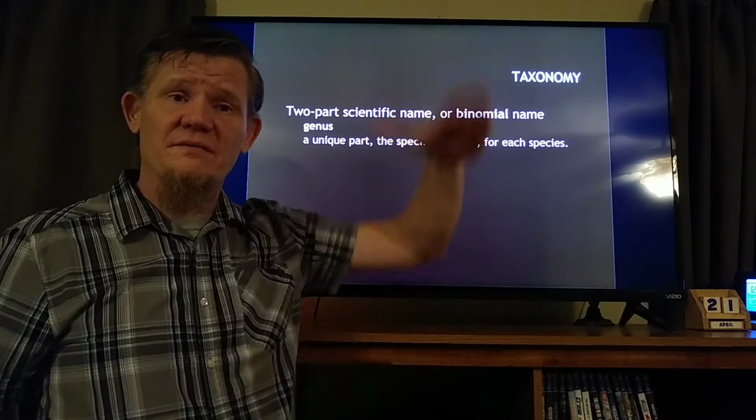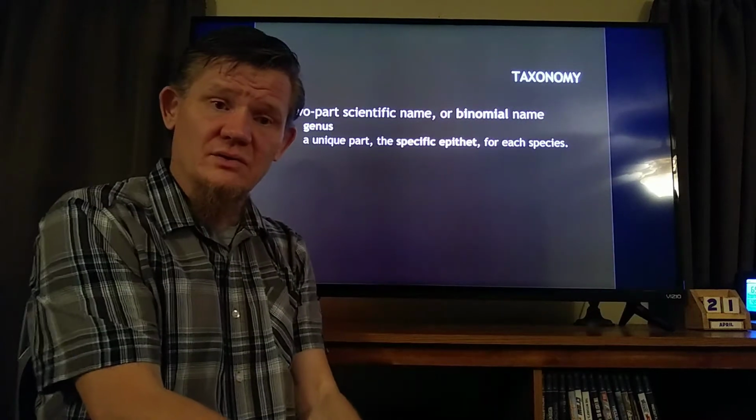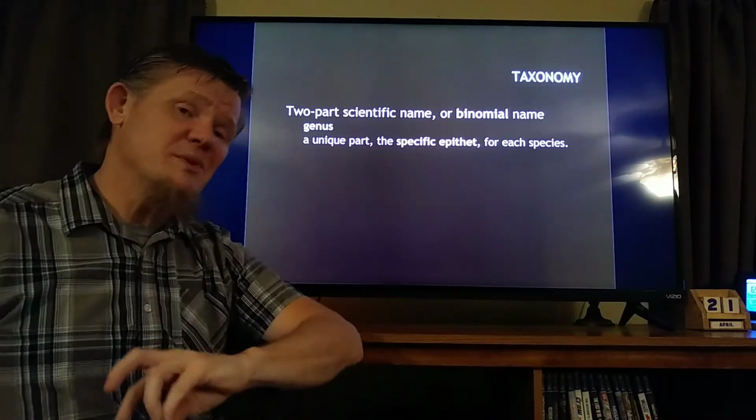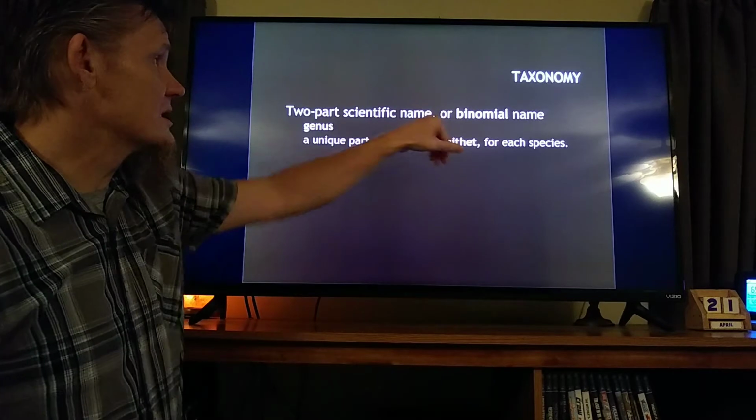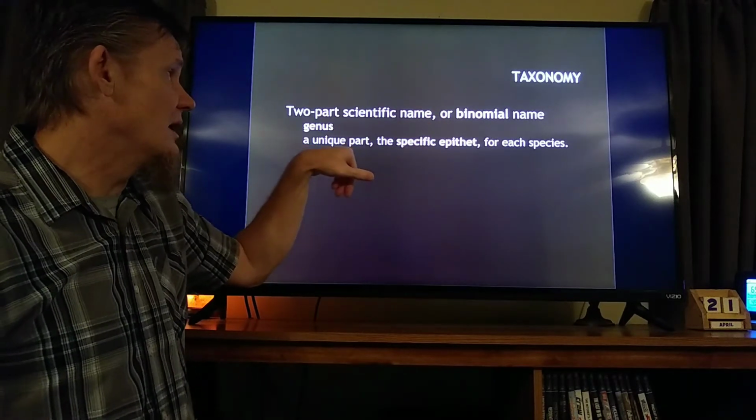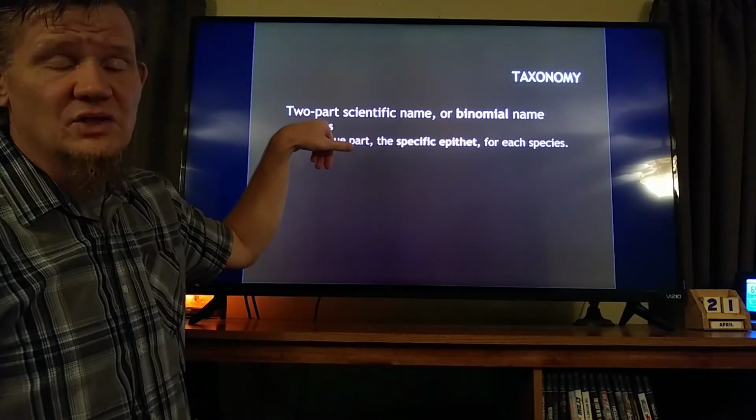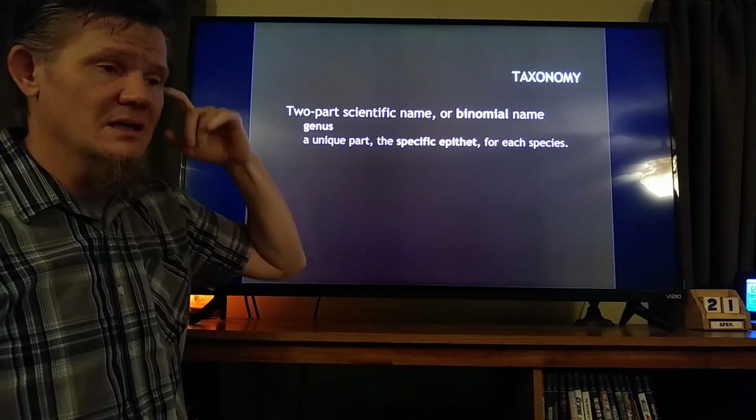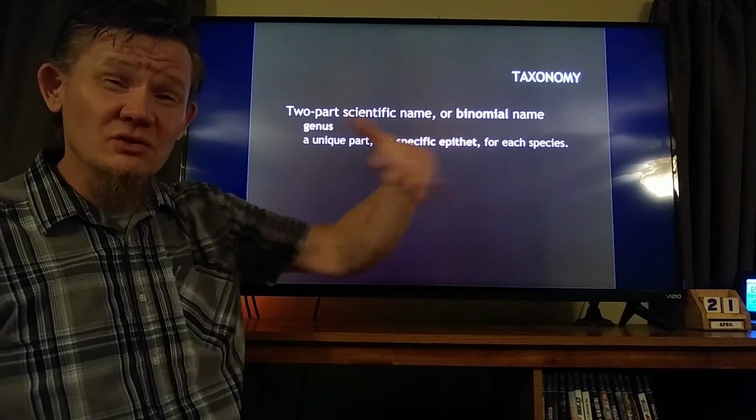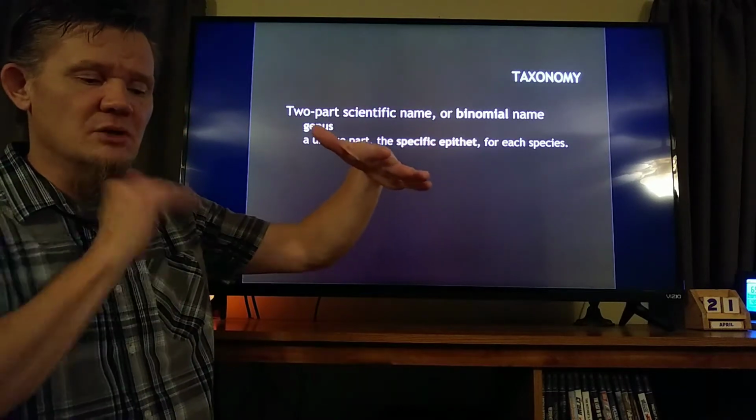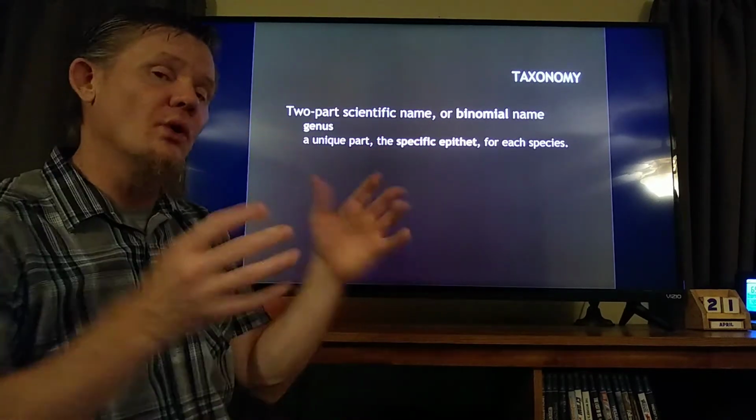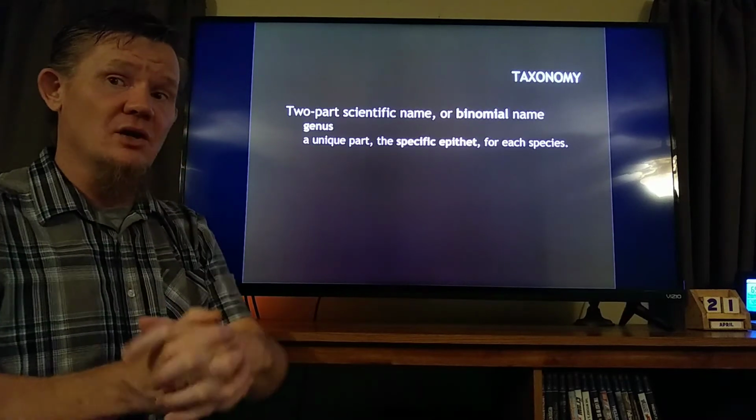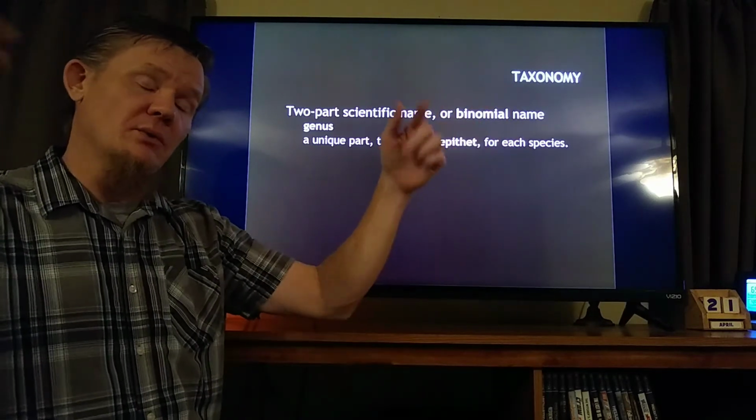As you get further and further in, you get closer and closer to your individual organism. Genus and species is the smallest part of the classification. Genus would basically be like the street that you live on, and then your species would be your house. How do I get to your house starting from this thing called Earth? You get narrower and narrower.